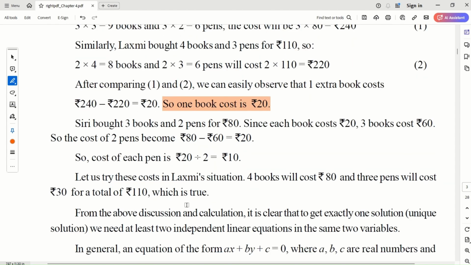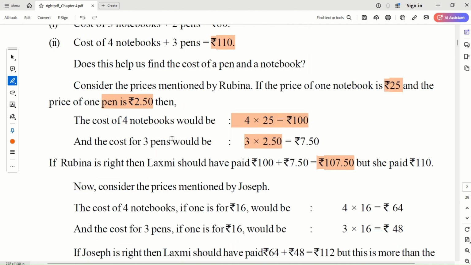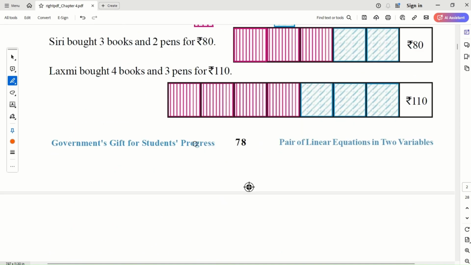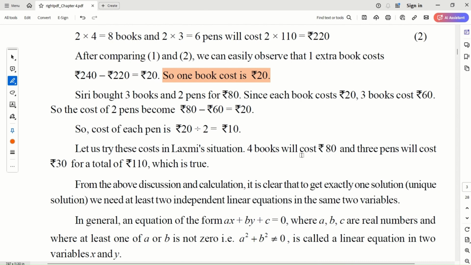Now you substitute this in the given equation, in this one or the four notebooks one, and you will get the value of the pen, and it will also satisfy the other equation. So Siri bought three notebooks and two pens for 80. 3 into 20 is 60, so 80 minus 60 is 20 rupees, and two pens cost 20 rupees. So one pen costs 10 rupees. Now you substitute in the second equation. Four notebooks will cost 80 rupees and three pens will cost 30. 80 plus 30 is 110, which is correct.